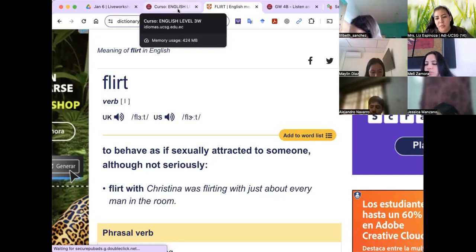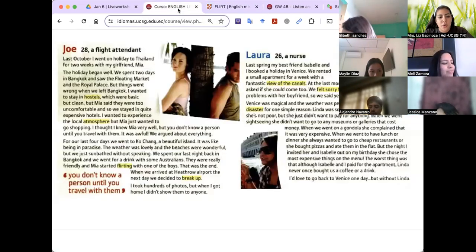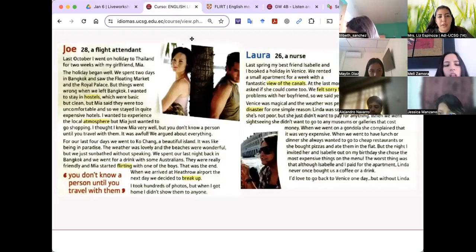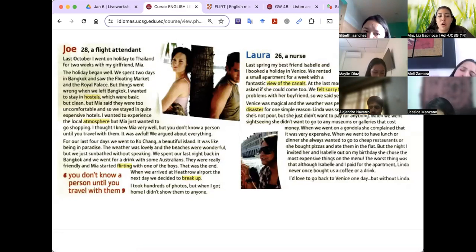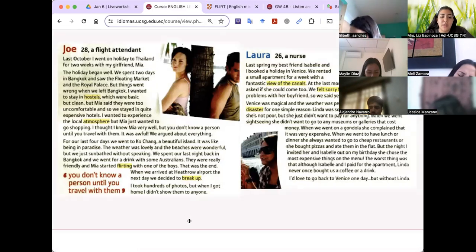So then to break up, what's the meaning? Break the relationship. To finish the relationship, great. Very good. So what about to view of the canals? This is Laura's highlighted word.